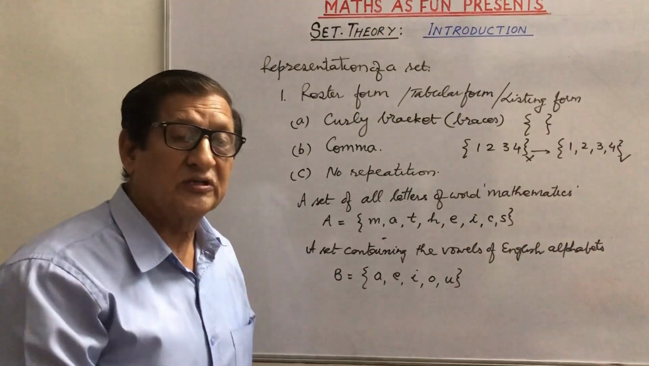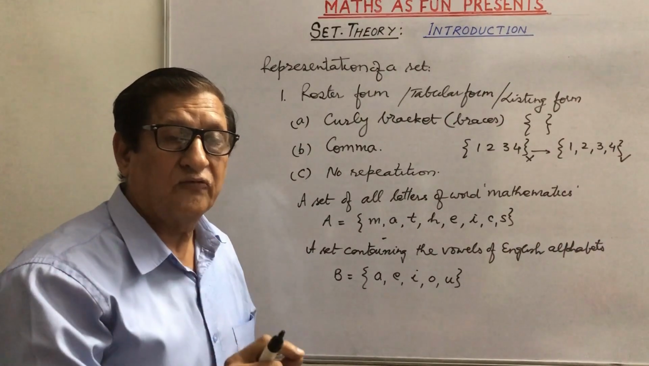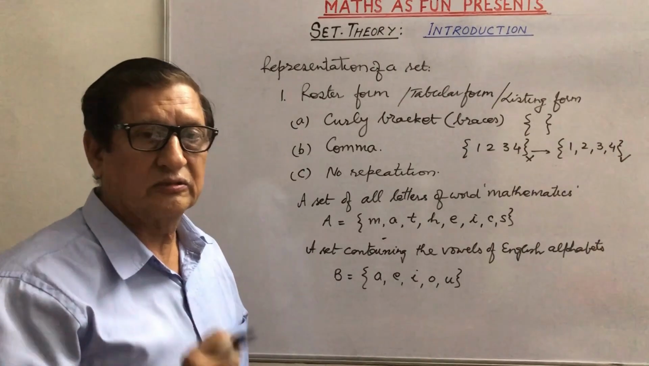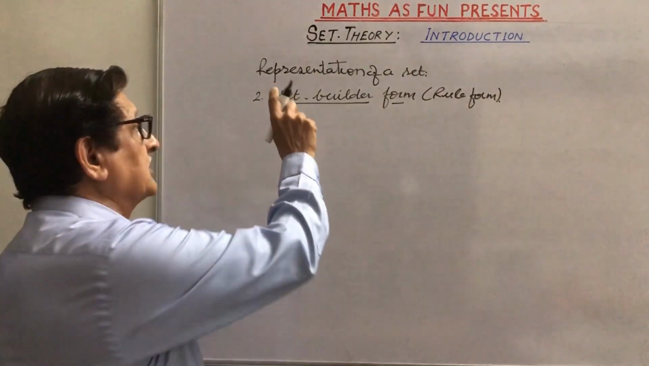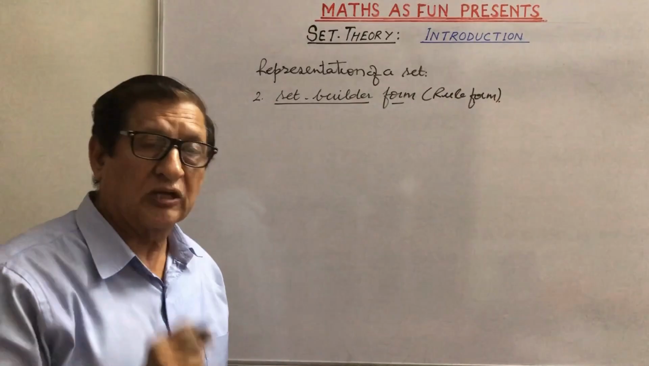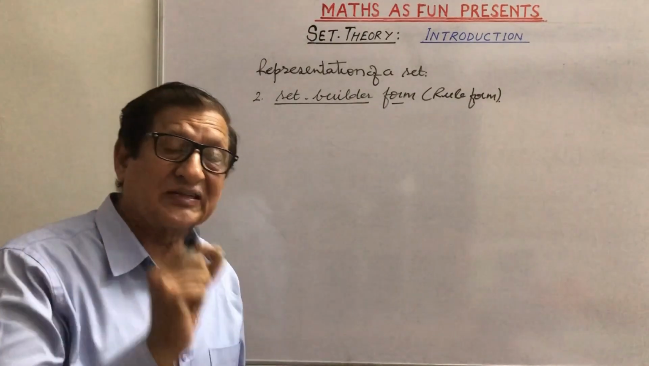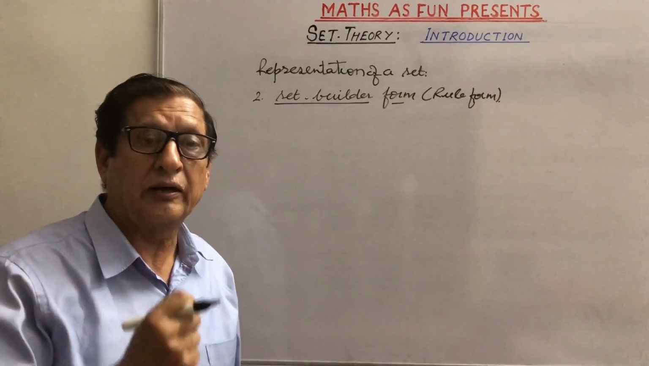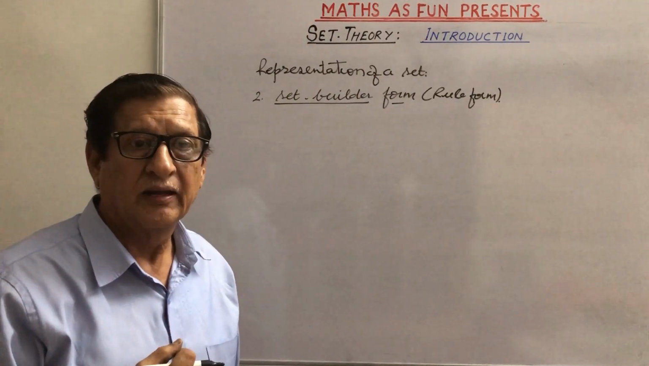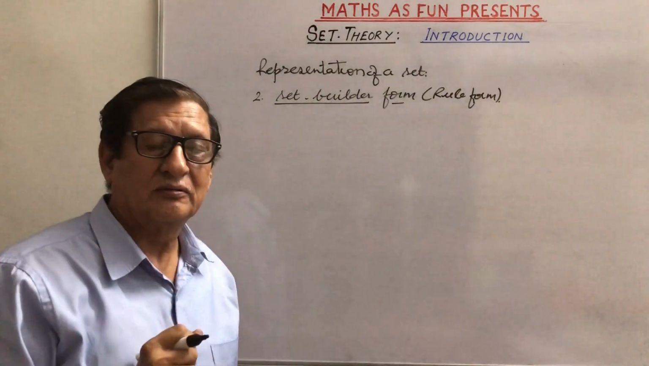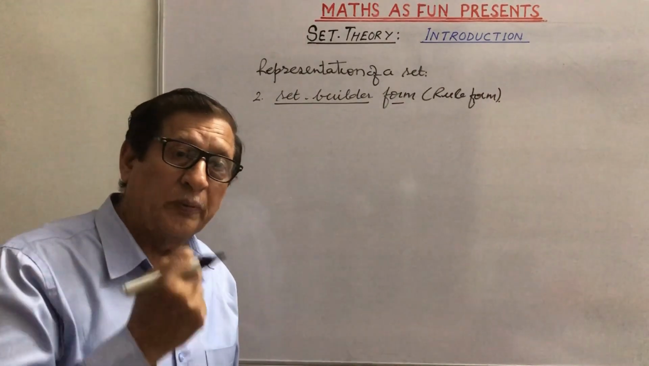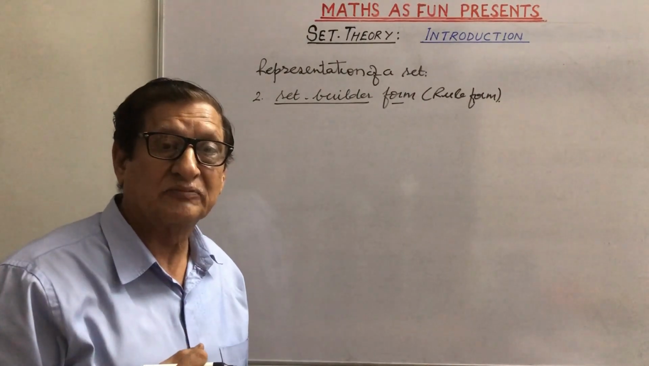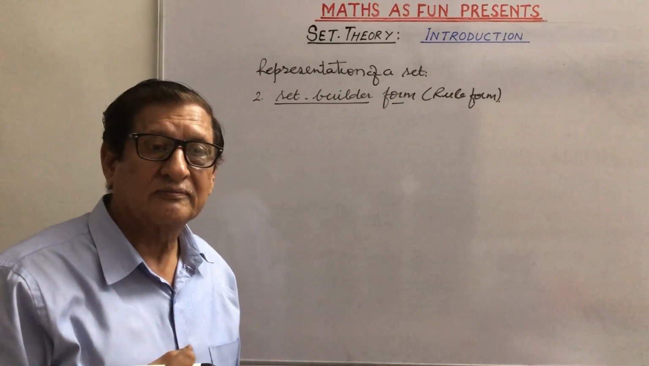Now the second form of the representation of a set is known as set builder form. Let's learn that now. Set builder form is also known as rule form. Actually what we do in this, we are representing the elements with the help of some variables like x, y, etc. And then we write the rule or the property of the elements by which they are representing themselves in the set.